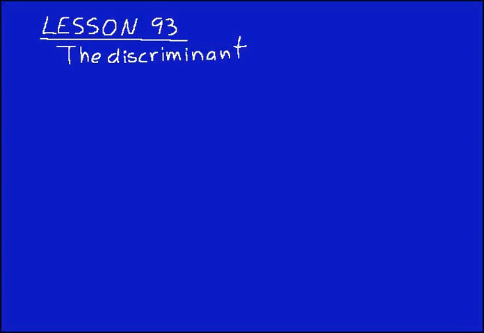Lesson 93 is something titled the discriminant. Now, in lesson 70, we developed what's known as the quadratic formula. X equals negative b plus or minus the square root of b squared minus 4ac all over 2 times a. What I've highlighted, the square root of b squared minus 4ac, we consider that the discriminant.